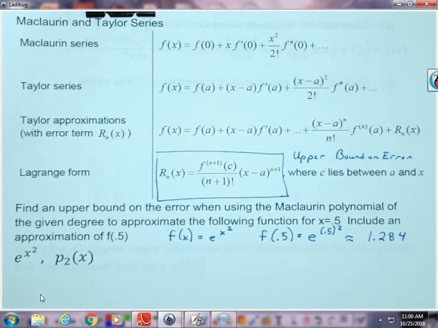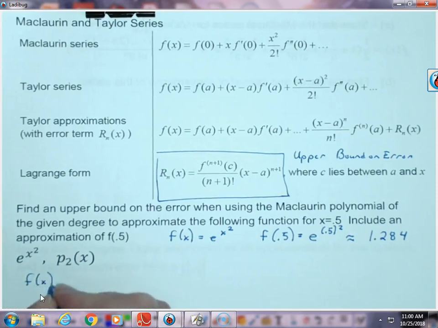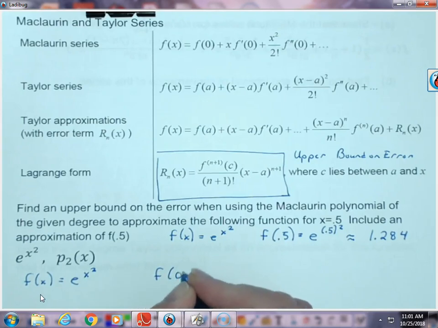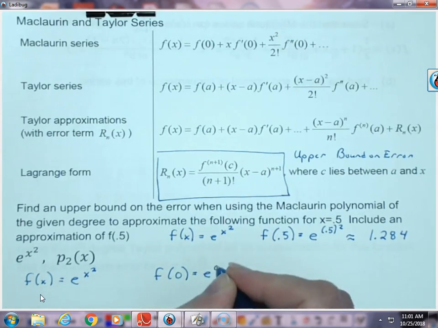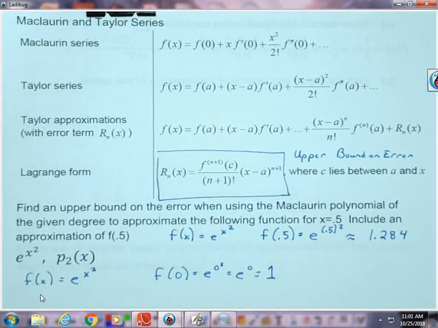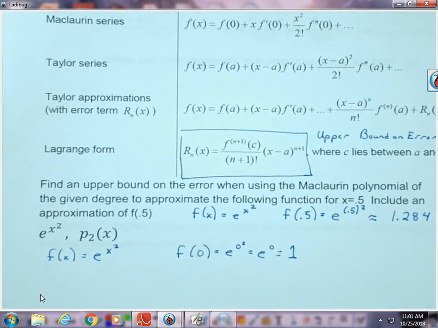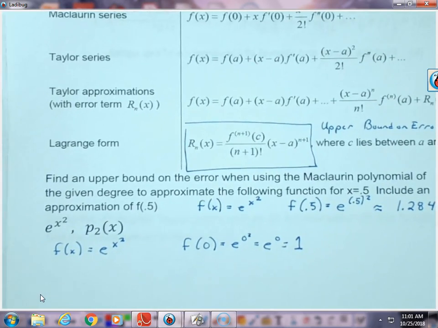All right. So now what I'm going to do is get a Maclaurin polynomial. So I'm going to start with f of x is e to the x squared. And I need to evaluate the function at 0. So that would just come out to be e to the 0 squared, or e to the 0, which is 1, beautiful. Okay, and then I'm going to get a series of derivatives and evaluate it at 0, because that's what I need to substitute into the Maclaurin series formula. So f prime of x, help me out.